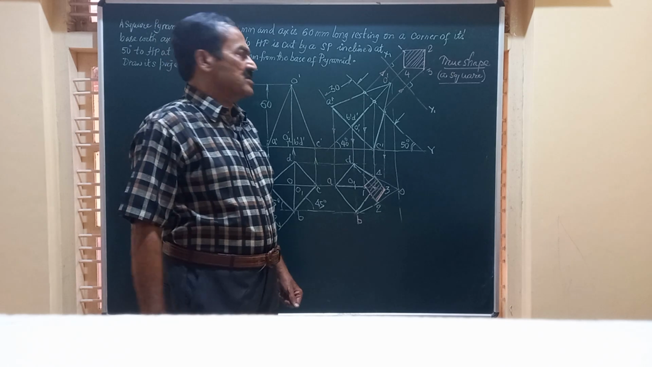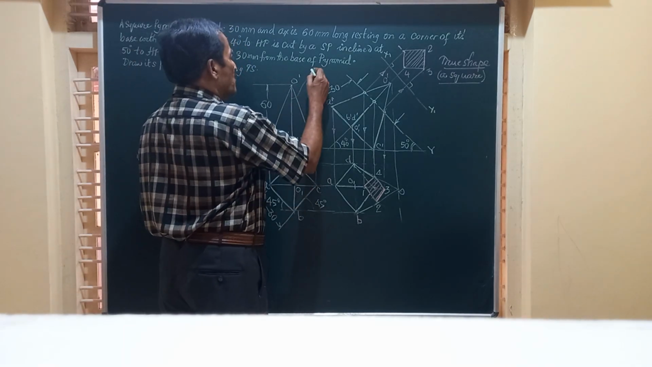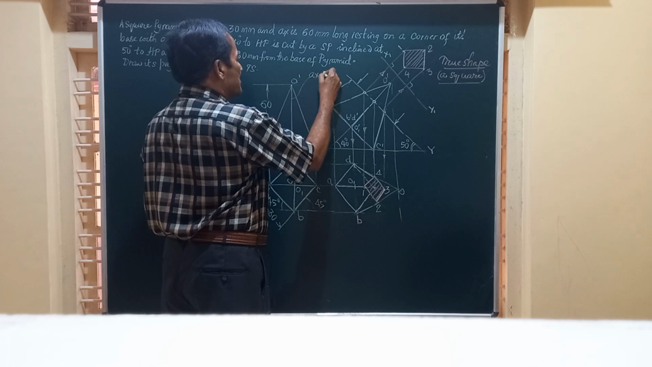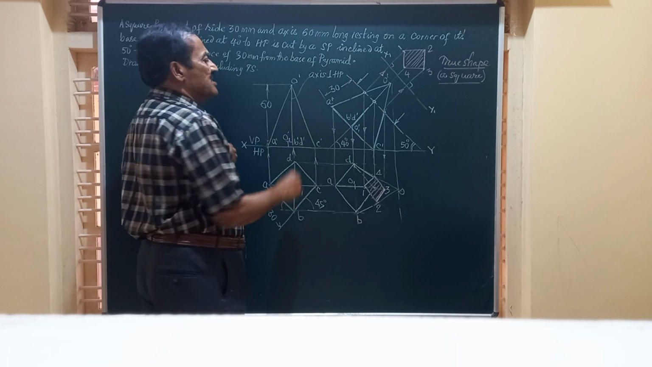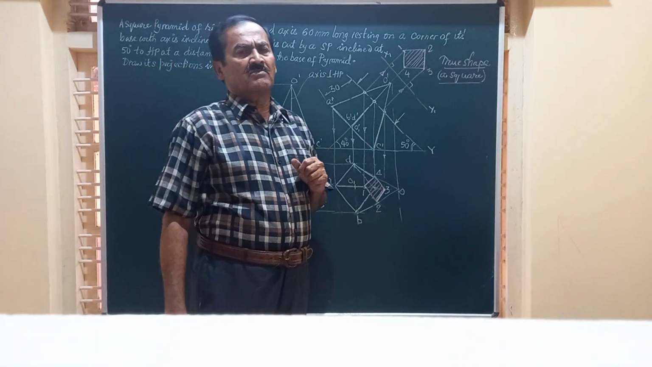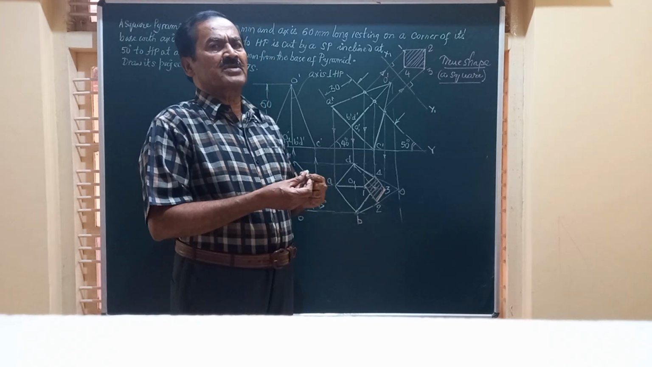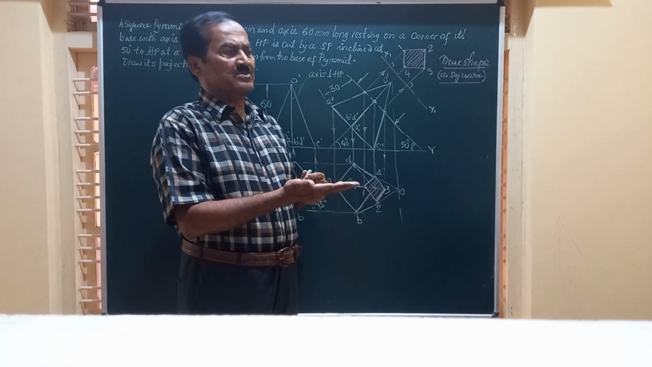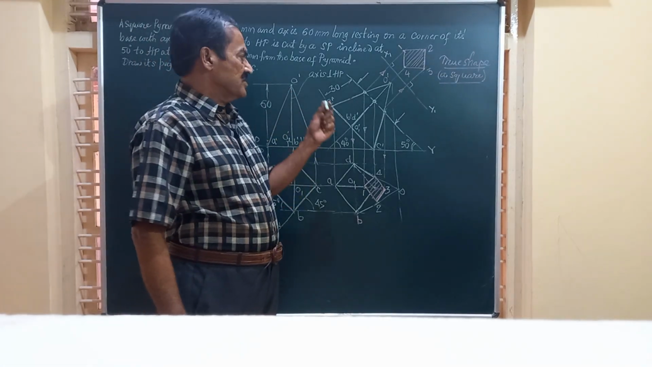Now friends, you find that in this position the axis O dash O1 dash is normal to HP, axis perpendicular to HP. And this is the case with all the solids, whether it is a pyramid or a prism, a cone or a cylinder. Whenever it is placed on HP on its base, the axis is perpendicular to the HP.